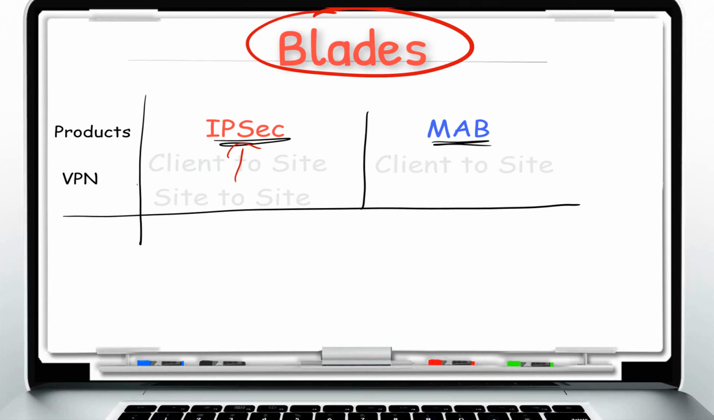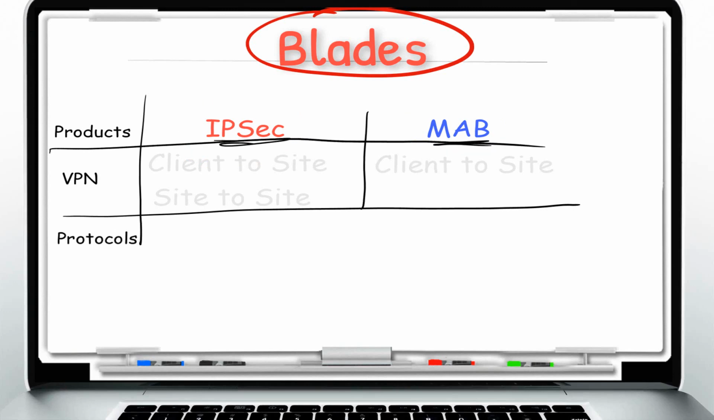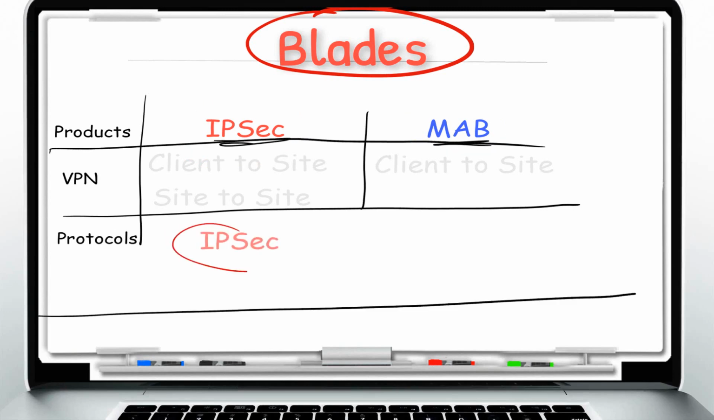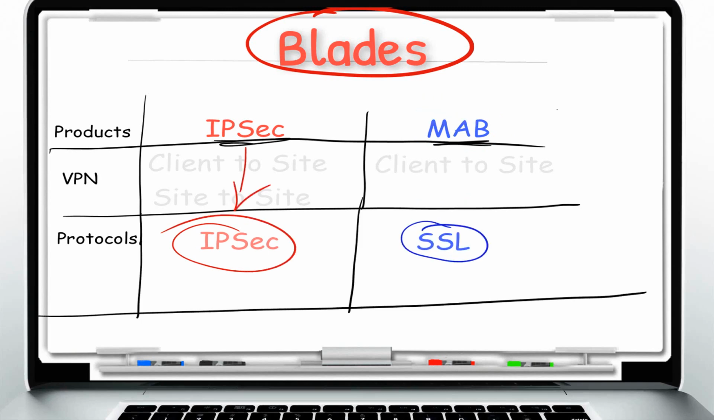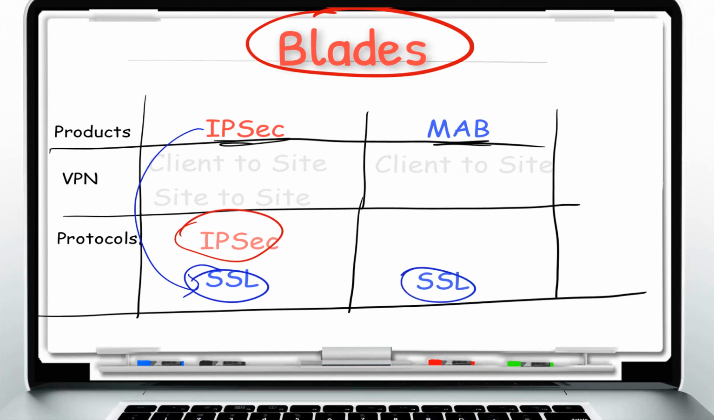Not only does Checkpoint offer two different VPN solutions, the IPSec VPN product and the Mobile Access product, but each VPN solution can support different encryption protocols. A VPN tunnel can be established and encrypted using either the IPSec protocols or the SSL protocol. Traditionally, the IPSec VPN used the IPSec protocols and the Mobile Access blade used the SSL protocols. This is no longer the case. The IPSec VPN blade can work with both IPSec protocols and SSL protocols. On the other hand, the Mobile Access blade only works with SSL protocols.